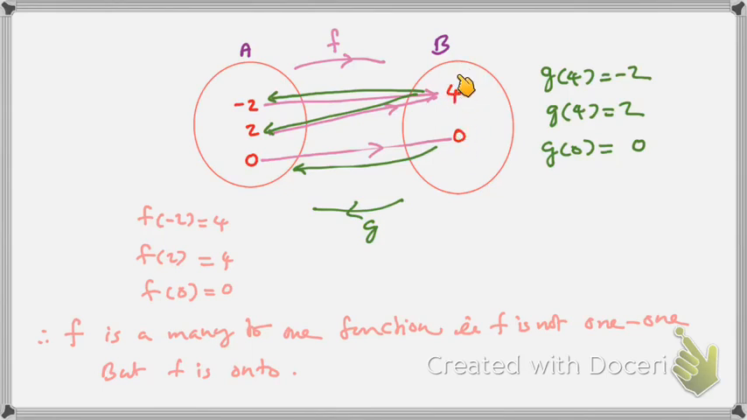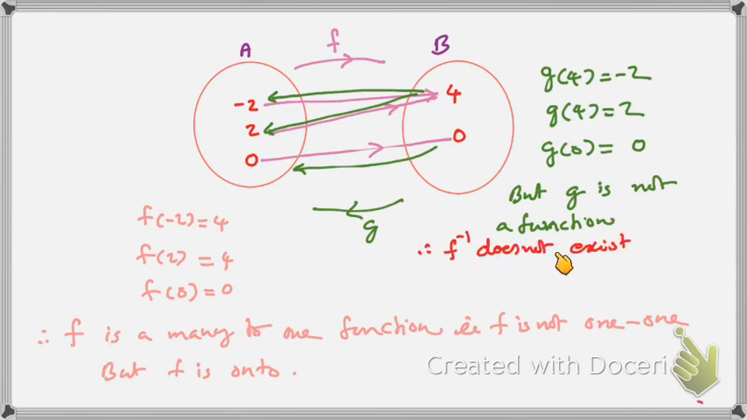So every element in the domain should have an image, and there should be only one image. So 0 has an image and there is only one image. 4 has got two images. So one x has got two y values. So one of the values in the domain has got two images, and therefore g is not a function. So our conclusion is that if a function is many-to-one, f inverse does not exist. So if a function is not one-to-one, f inverse does not exist.